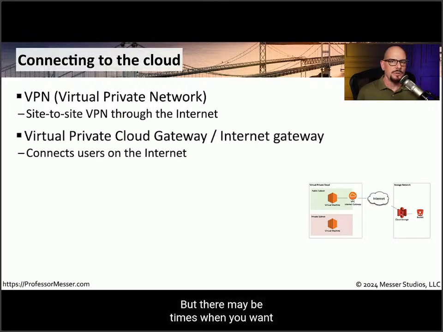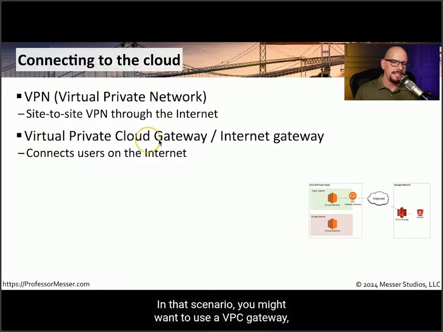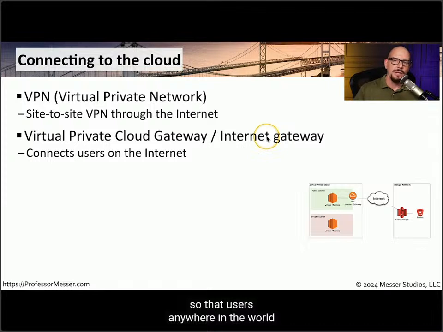But there may be times when you want to make your application instances available to anyone on the internet. In that scenario, you might want to use a VPC gateway, or what we refer to as an internet gateway, so that users anywhere in the world will have access to your applications.